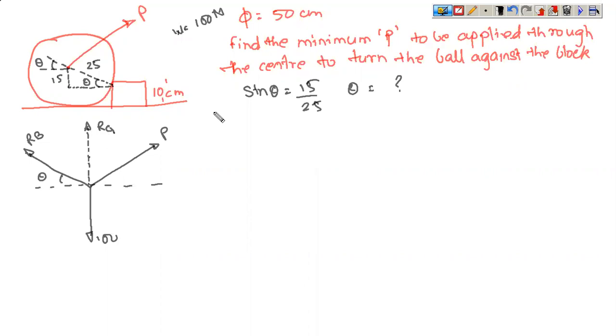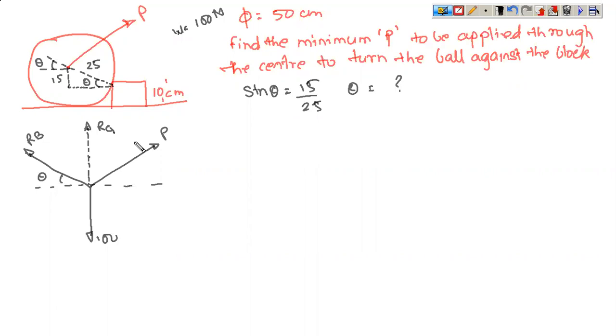Now still the problem remains that there are three unknowns. So if there are three unknowns, this is a coplanar concurrent force system. You cannot solve it. So you need to employ your technical skills here. Technical skills here means the answer lies in the statement of the problem itself. The statement of the problem says, find the minimum force P to be applied through the center to turn the ball against the block.